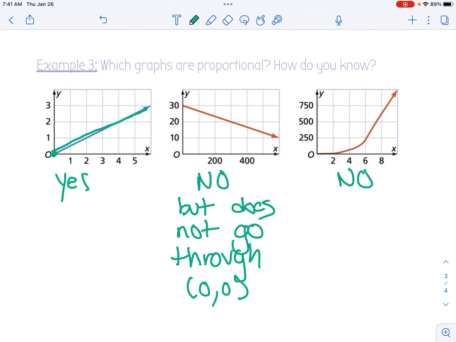And then my last one is not because it is a curved line and it looks like it's going through the origin, but we can't exactly tell. But it's a curved line and it doesn't necessarily go through the origin.